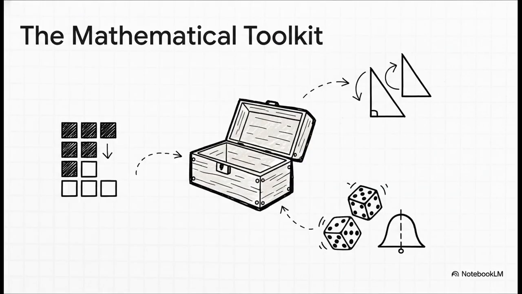Okay, so if we're going to work with all these numbers, we need the right tools, right? We need a mathematical toolkit. Think of it this way. Linear algebra, that's our pattern finder. It helps us see the structure in the data. Geometry, that's for moving things around, for transforming the image. And probability and statistics, oh, that's a big one. That helps the machine make a smart guess when things are messy or unclear, which, let's be honest, in the real world, they almost always are.